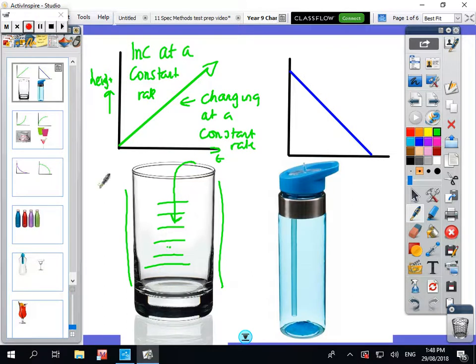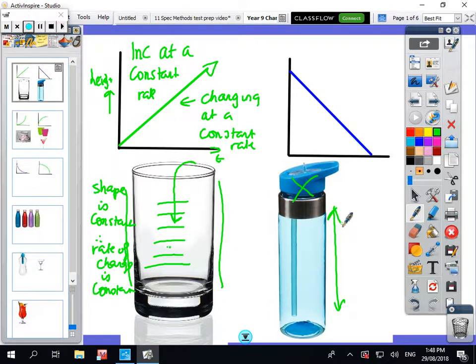So if the shape is constant, then its rate of change is constant. Okay, so here's another example. Ignoring the top bit, this shape is a constant shape. So if we're filling it up, it would fill up at a constant rate.